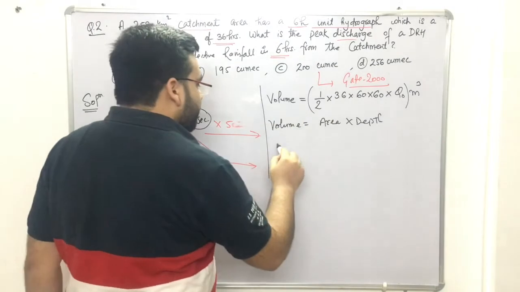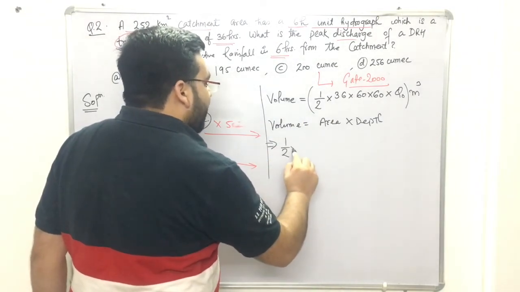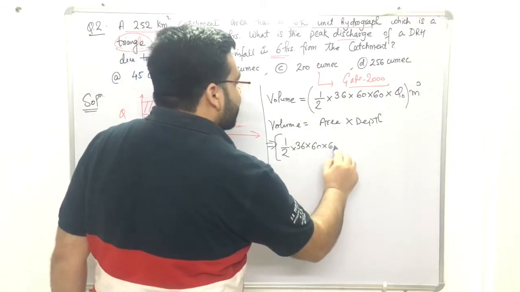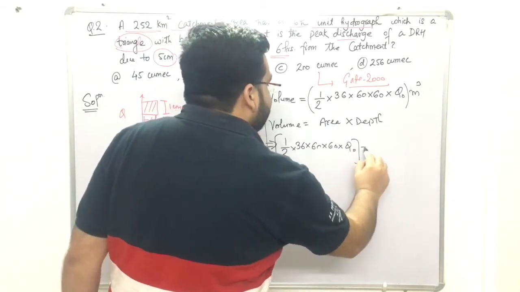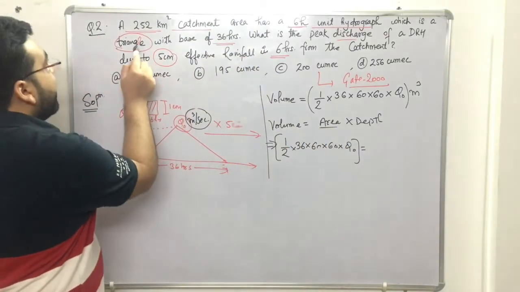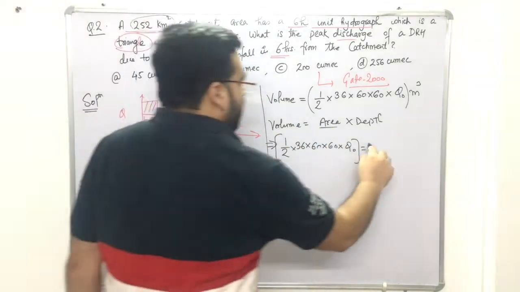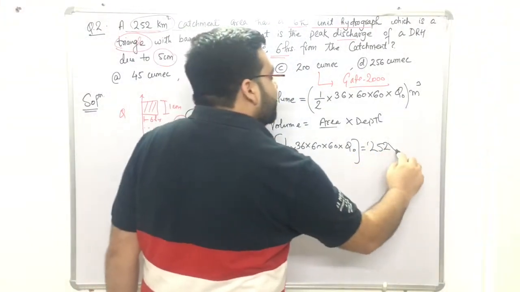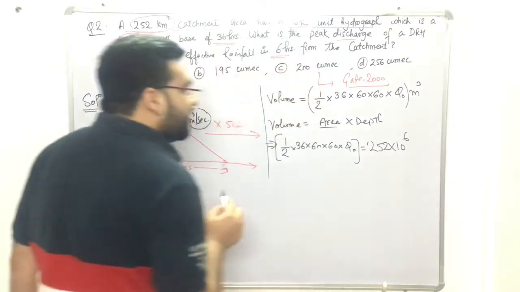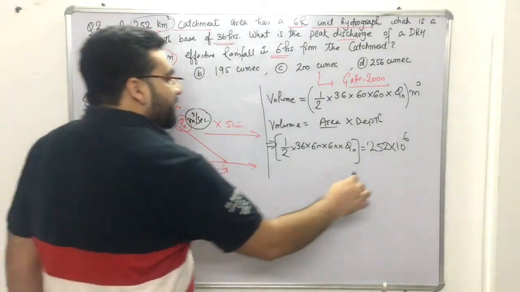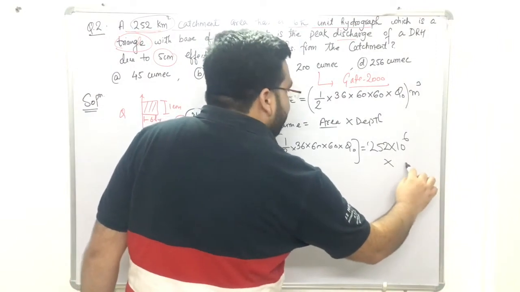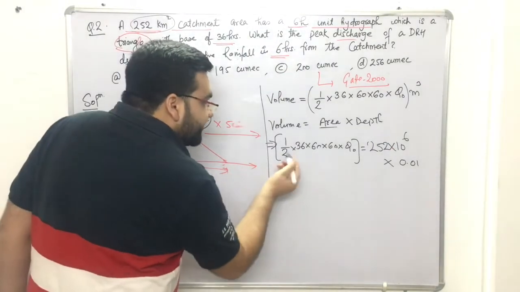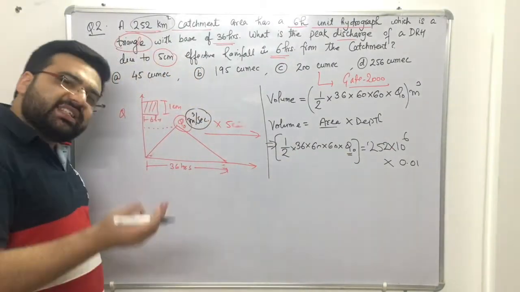Now volume will be equal to, it implies that half into 36 into 60 into 60 into Q naught is equal to the area of the catchment. How much is area? It is given to me as 252 kilometers square. Now kilometer square, we have to convert it into meters also, so 252 into 10 raised to power 6 meter square. Clear? Simple. So into depth, and how much is depth? 1 centimeter, that is 1 by 100 meters, that is 0.01 meters. Simple. So by this equation, can I get the value of Q naught? Yes, I can get the value of Q naught.